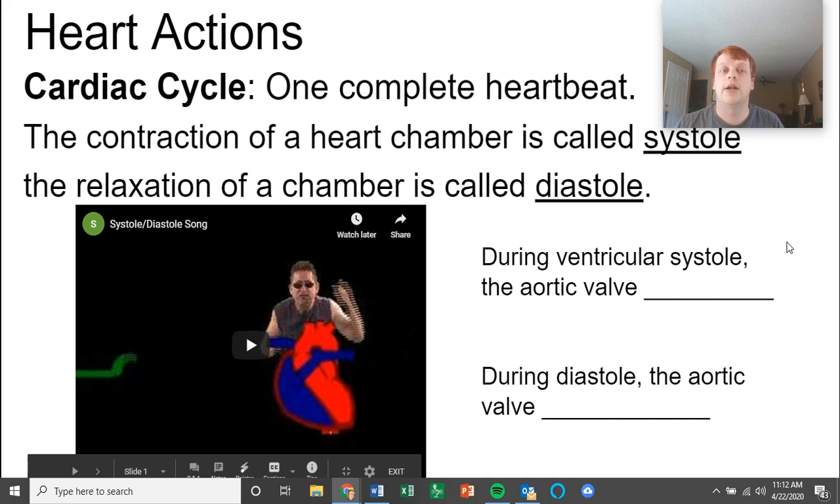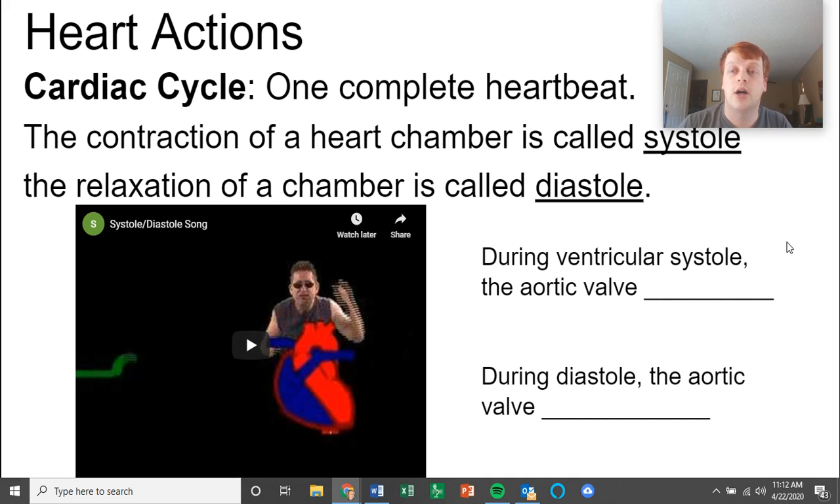So to get us started, today we're talking about the heart's different actions and how it functions to pump blood through the body. When we're talking about the heart, we're talking about the cardiac cycle, which is one complete heartbeat. So there are two parts to this. The contraction of a chamber, so when it gets together, is called systole, and the relaxation is called diastole.